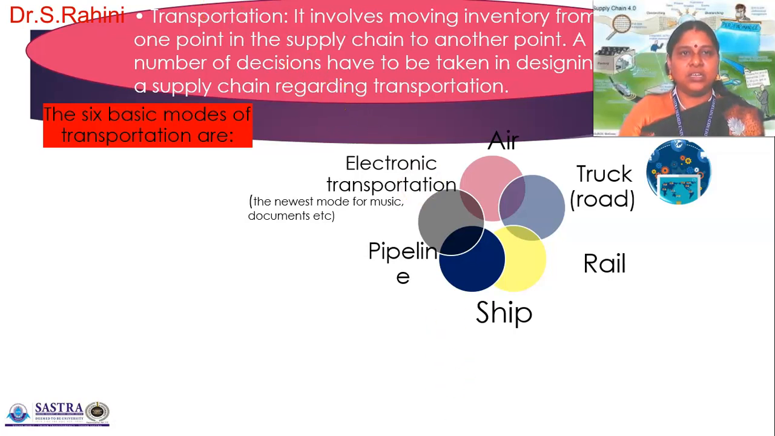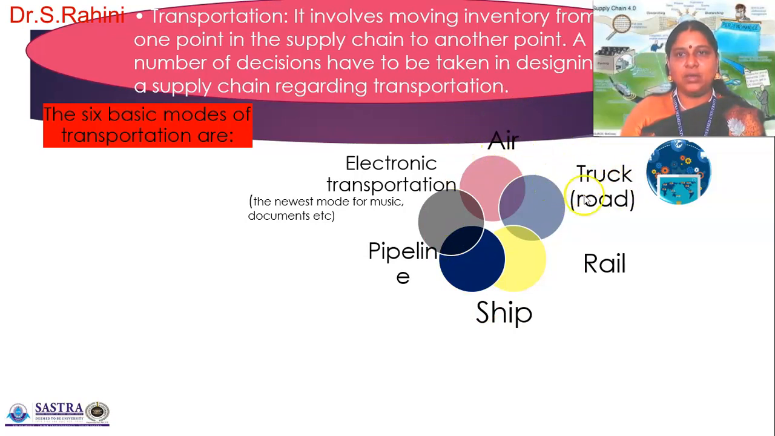Then about the transportation. Already I spoke about the transportation matters to you. You might have been knowing it. It involves moving inventory from one point in the chain to another point. A number of decisions have to be taken in designing a supply chain regarding transportation, and I gave the example of that. There are 6 basic modes of transportation, and these will be discussed in detail in the forthcoming videos. Now I am just giving what are all the available sources of transportation.